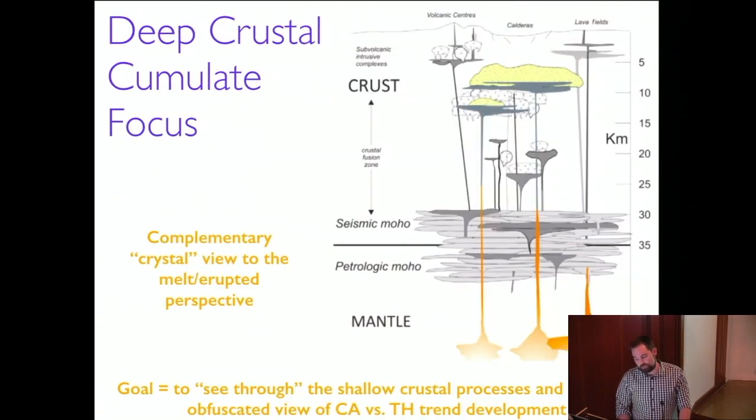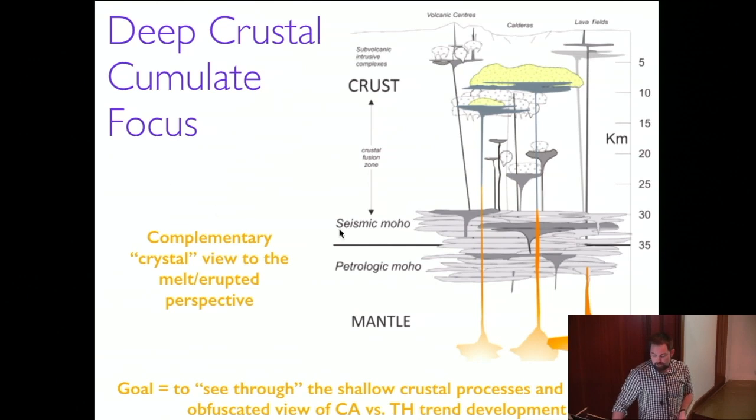So what we decided to do was to try and see through those shallow crustal processes by looking at deep crustal cumulates. And effectively what these are, magmatic rocks that have crystallized around the moho or in the deepest parts of the lower crust and have been brought up as xenoliths in the magmas that erupt on the surface. And surprisingly, when you go around the world, you find a lot of mantle xenoliths, but you also find a lot of these deep crustal cumulates. They're not always the same age as the magmatism that brings them to the surface, but they certainly look cumulate in their textural modalities. And I'll show you a few examples of that.